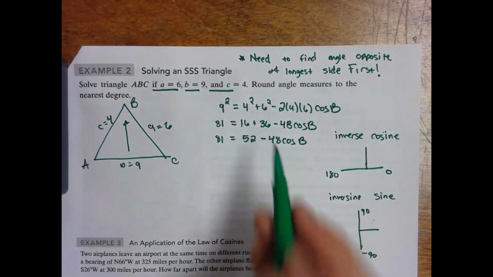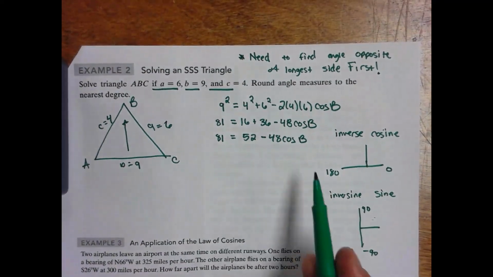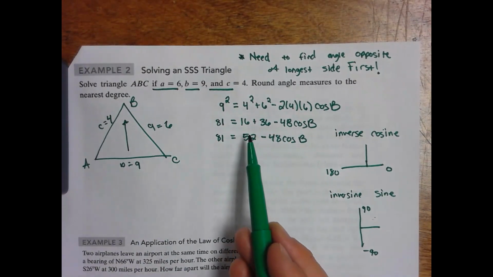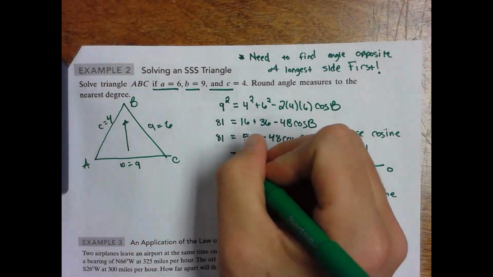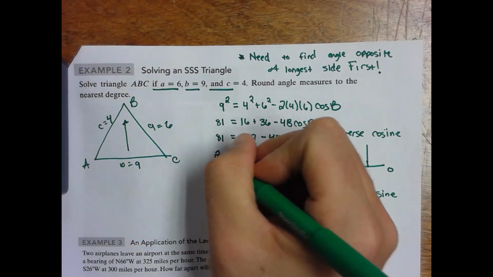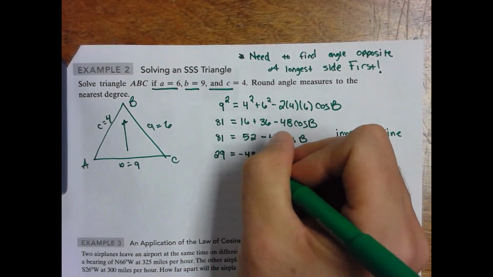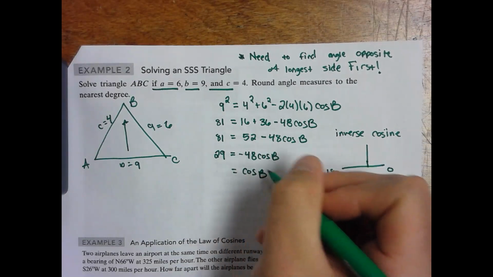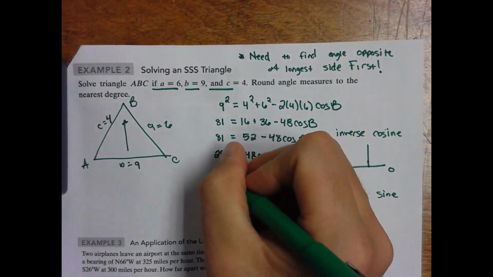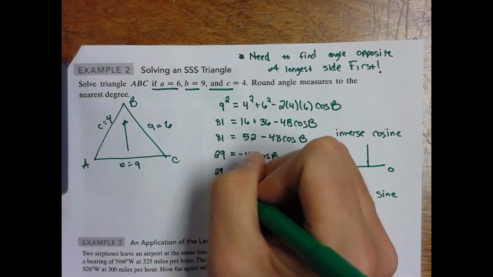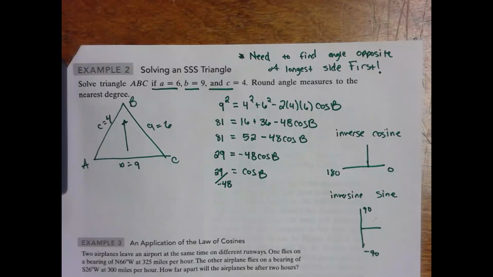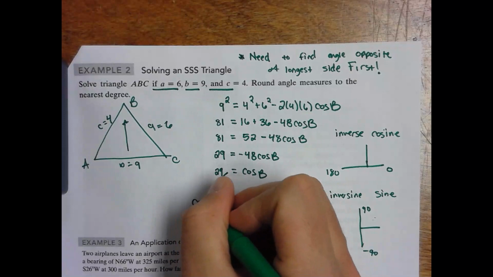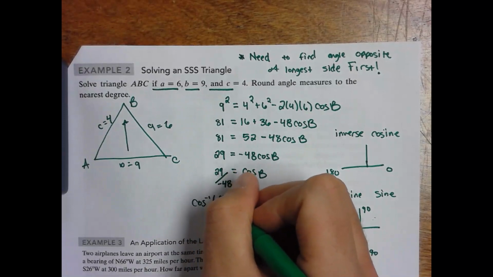Again, really tempting to say 52 minus 48 is 4. But that 48 is being multiplied to cosine of B, so we can't combine those. Instead, I'm going to subtract 52 from 81, and that would be 29 equals -48 cosine of B. And now to get cosine of B by itself, I need to divide by -48. So 29 divided by -48. And now to get B by itself, we need to take the inverse cosine of -29/48.